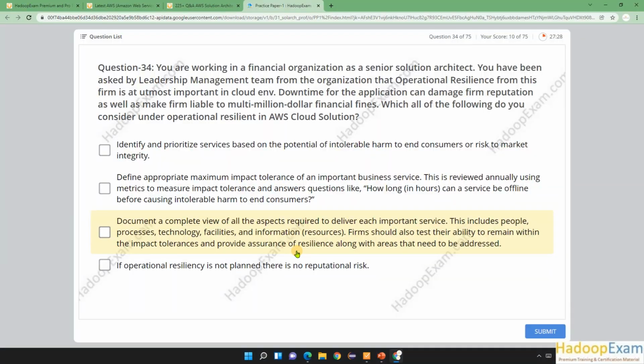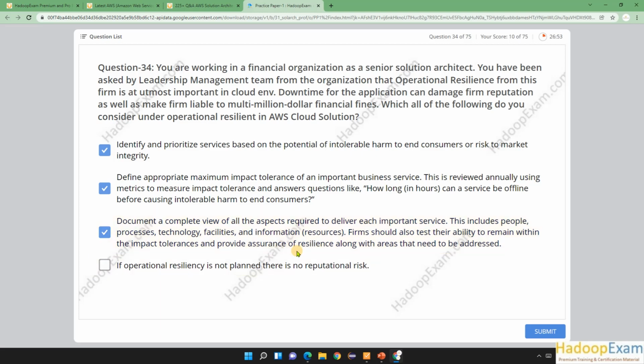So now let's go to the options. What you can see here: identify and prioritize services based on the potential of intolerable harm to the end customer and market integrity. That is what we read. Define appropriate maximum impact tolerance of an important business service, which should be reviewed annually using metrics to measure the impact tolerance. That is the same thing we discussed, correct? Document a complete view of all aspects required to deliver an important service, including people, process, technology, facilities, and information. Correct, that is also what we discussed.